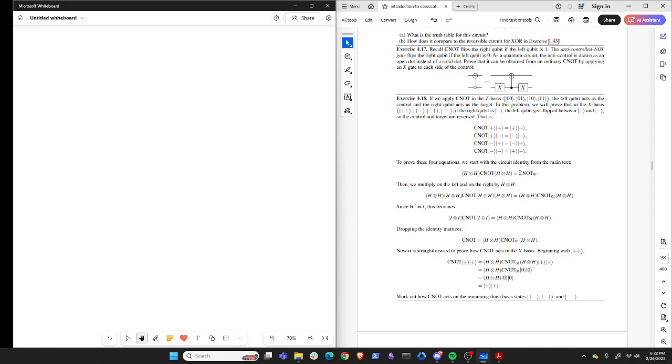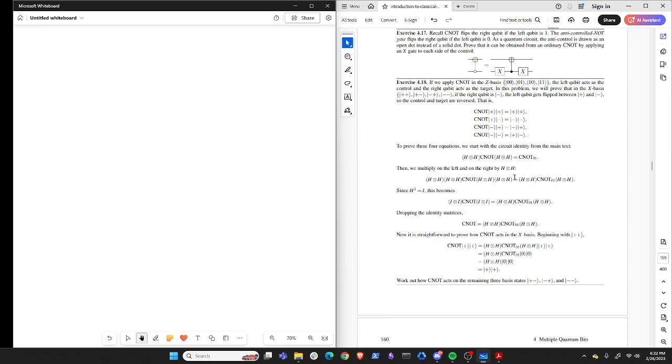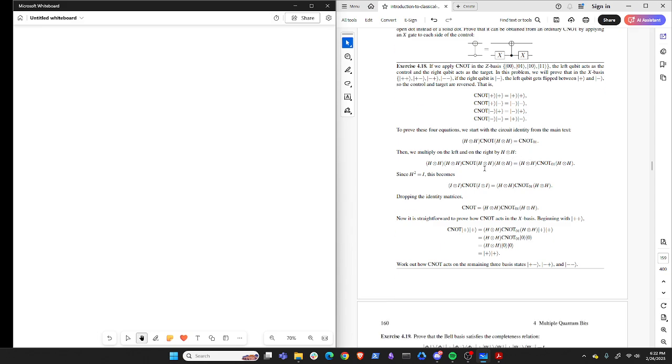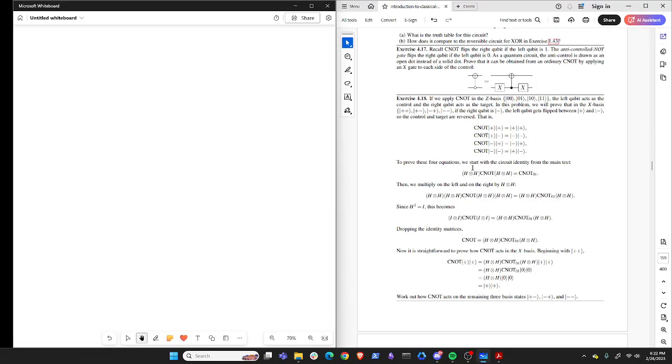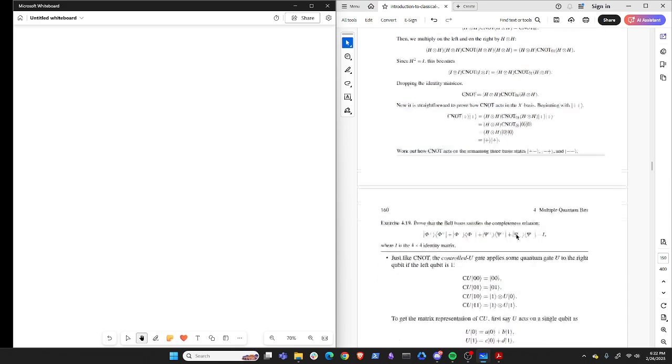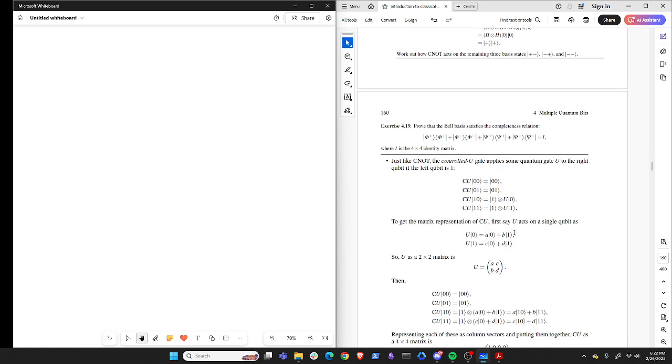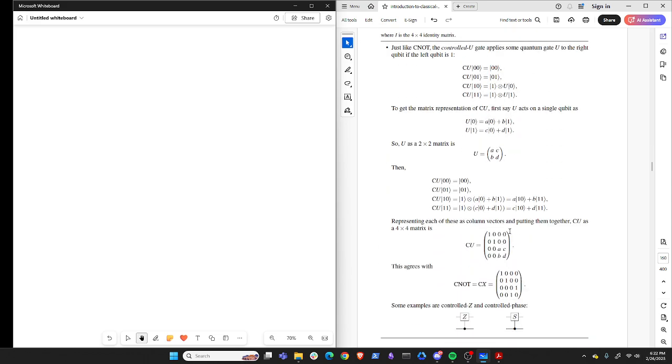So 4.18 is pretty heavy, but I'm not sure if we have time for that one. I'll earmark this one to come back to and look at. I just want to get through the rest of these gates.